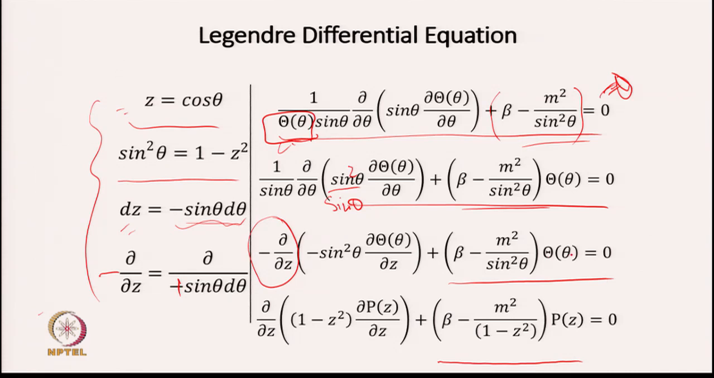Now, you see sin square theta we just expressed in terms of z, and sin square theta is 1 minus z square, so just put it here. So, you will get sin square theta as 1 minus z square, and this minus minus becomes plus. Similarly, we can replace this sin square theta by 1 minus z square. This is a well known differential equation, which is known as the Legendre differential equation, whose solution is known.